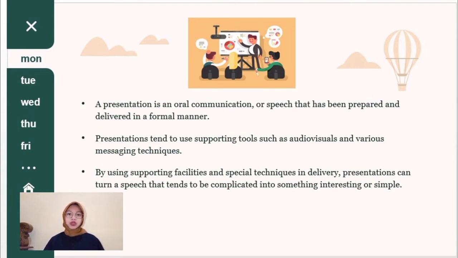Presentations tend to use supporting tools such as audiovisual and various messaging techniques such as demonstrations, interactive participatory, drama, humor, and other special techniques. By using supporting facilities and special techniques in delivery, presentations can turn a speech that tends to be complicated into something interesting or simple.